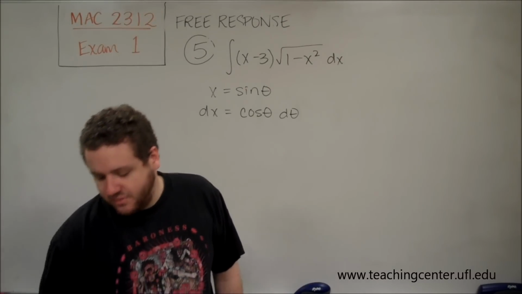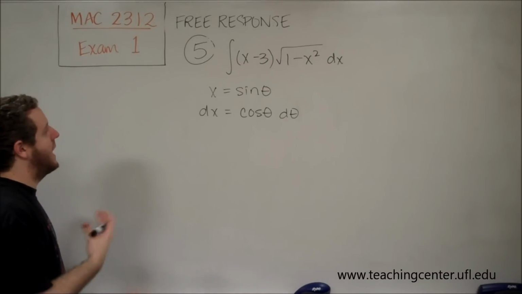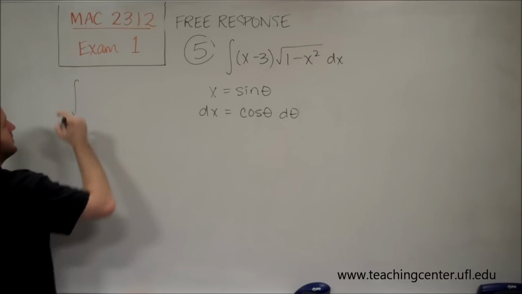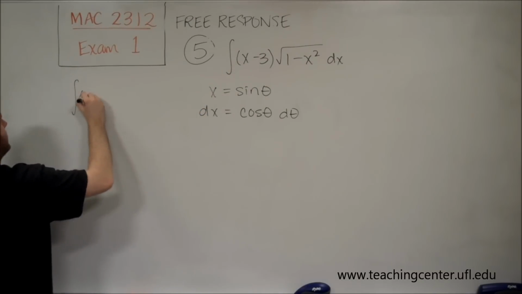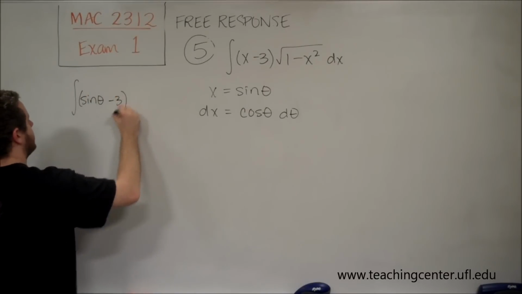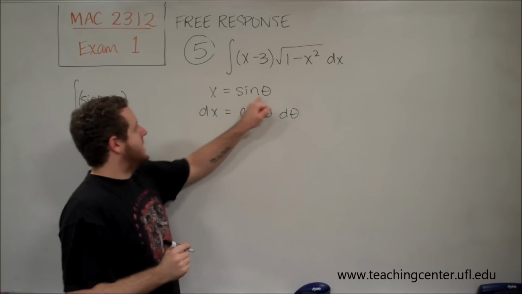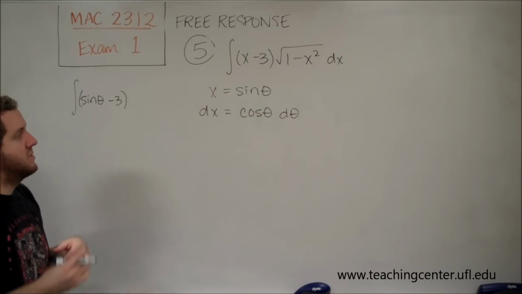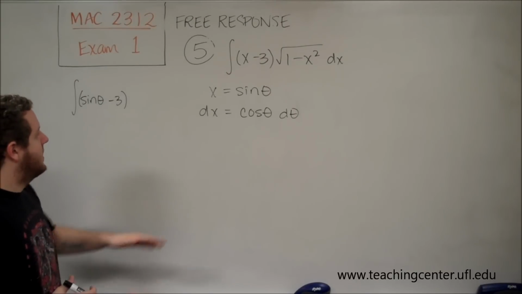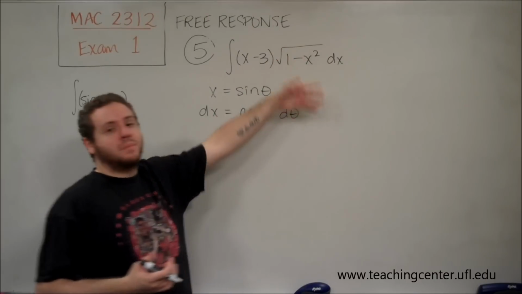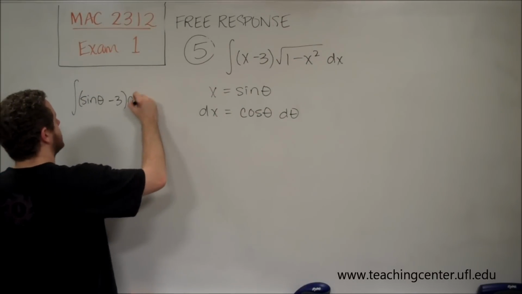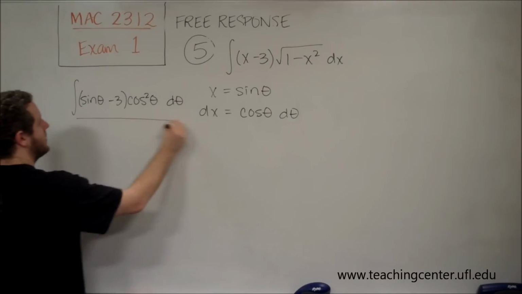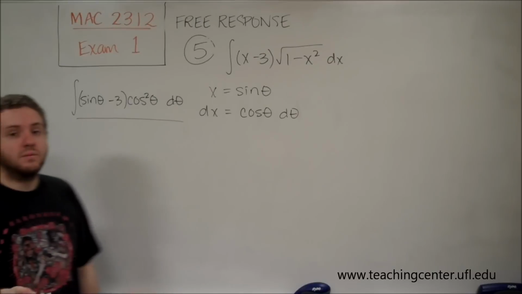So now we just need to figure out what happens when we do our substitution. So I'll write that over here. So x is sine theta, so here we have sine theta minus 3. If x is sine theta, 1 minus sine squared is cosine squared, and the square root of cosine squared is cosine. And dx was cosine theta d theta, so we were multiplying by another cosine. So we just have cosine squared theta d theta. And now this right here is our integral in terms of theta.